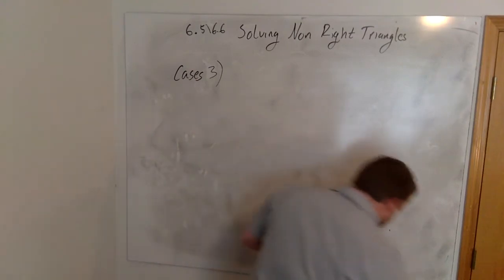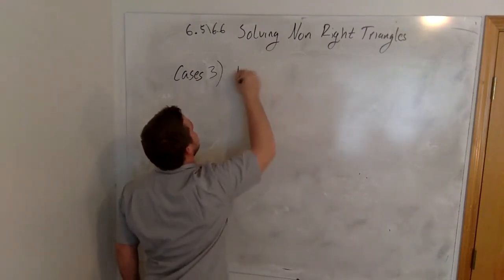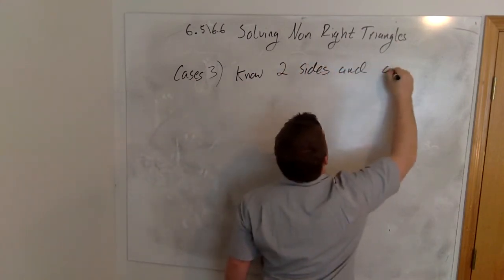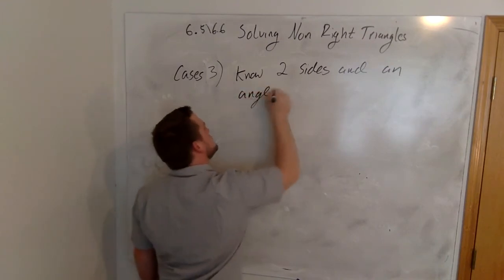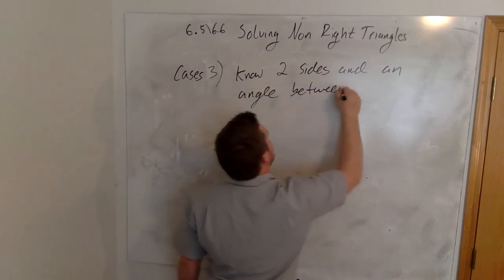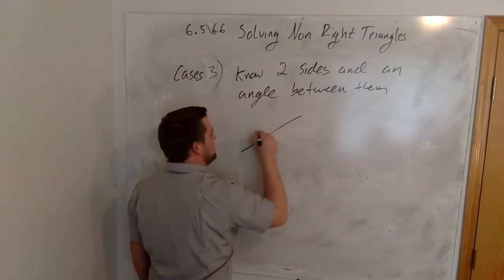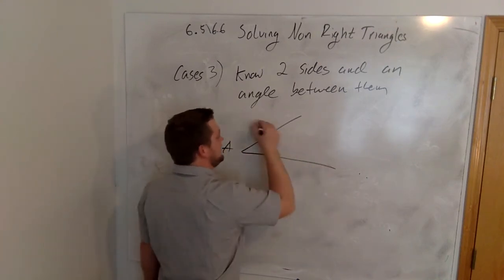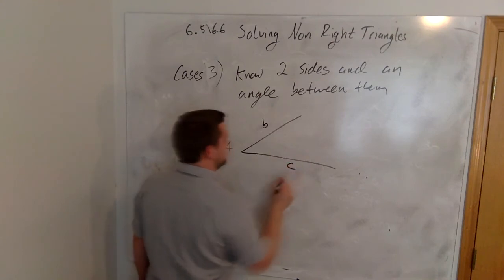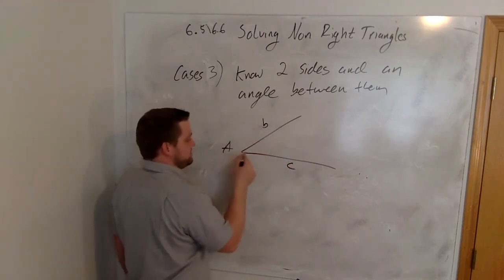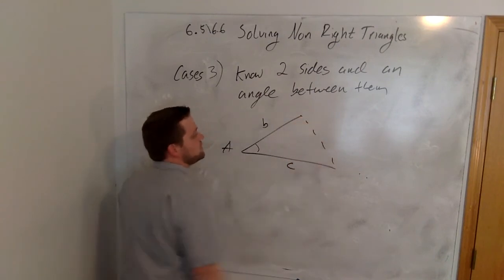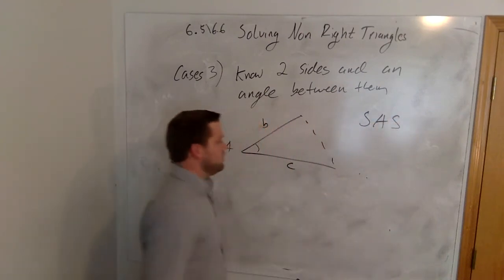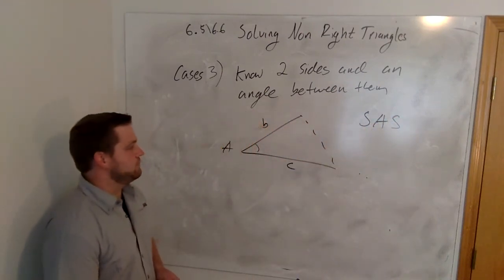So case 3 is we know two sides and an angle between them. Okay, so that means we would know two sides. Maybe we know two sides. So let's say this is angle A, this is length B, and let's call this length C. So if we know two side lengths and the angle in between them, then we could define this triangle. So we would call this a side angle side triangle. I know two sides and I know the angle in between them.